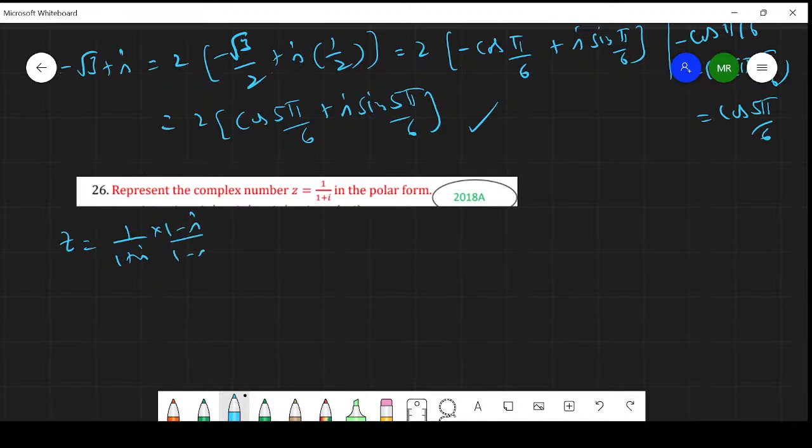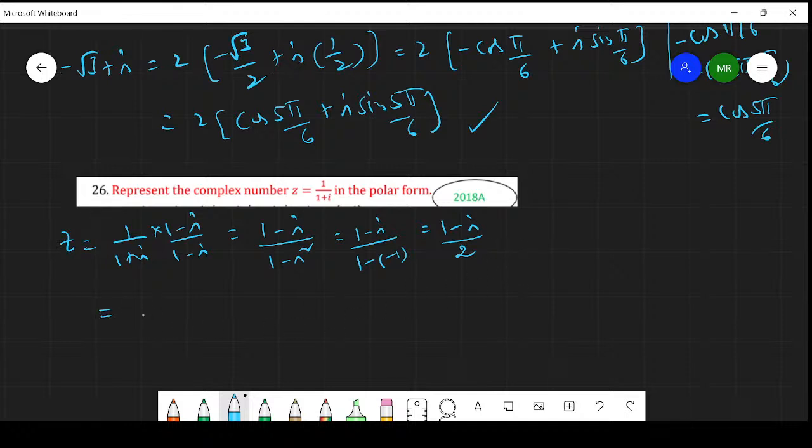1 minus i by 1 minus i. It will be 1 minus i by a square minus b square, 1 minus i square. I square is minus 1. It will be 1 minus i by 1 plus 1, 2 it comes. Correct, simple, I can write 1 by 2 minus i into 1 by 2. This one we got like this.